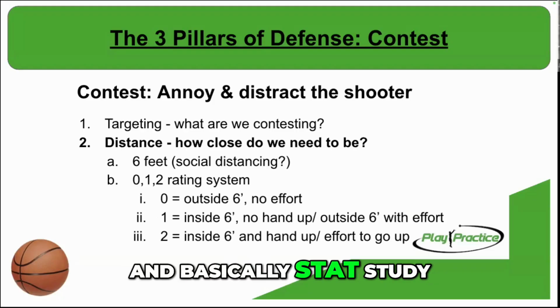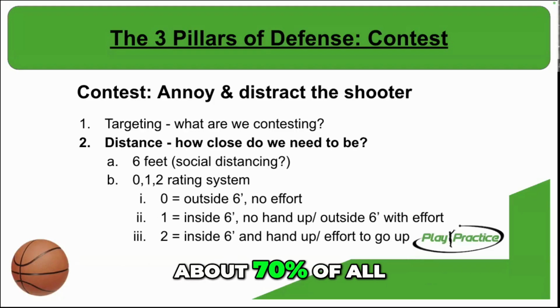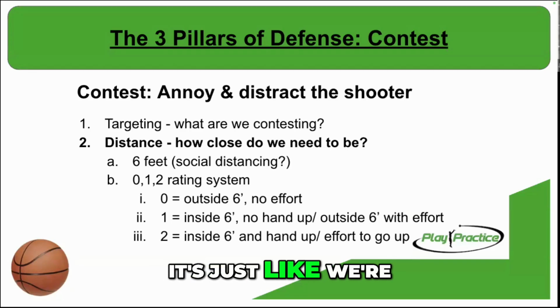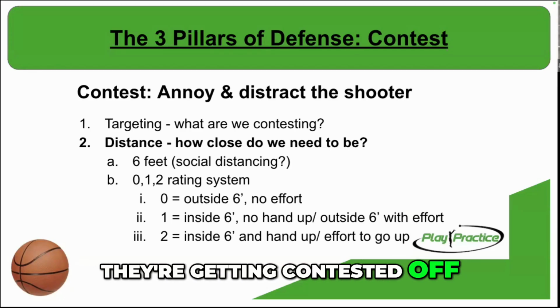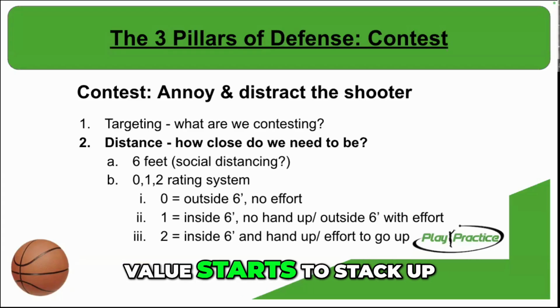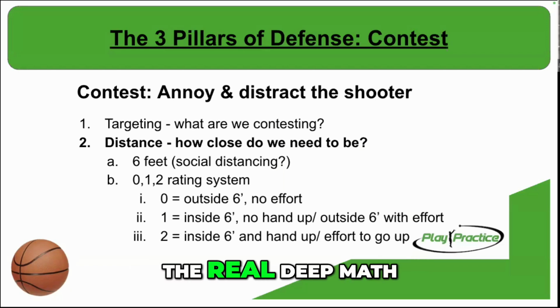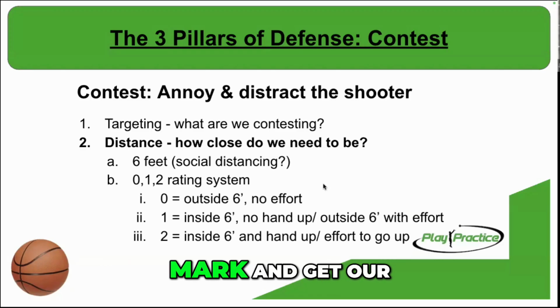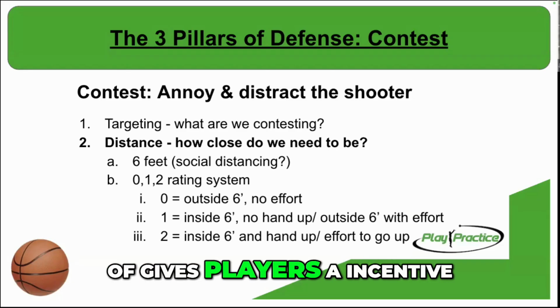And basically, in a stats study we did a while back, if you can get about 70% of all shots taken by your opponent to be a level two contest, then you win the game about 95% of the time, right? It has that big of an impact. We're getting layups, they're getting contested off-the-dribble twos, and suddenly that difference in points value starts to stack up. And we'll talk about the real deep math about that in coming weeks. But again, with contesting, we're just trying to get to that 6 foot mark and get our hand up every chance we get. And so that gives players an incentive.